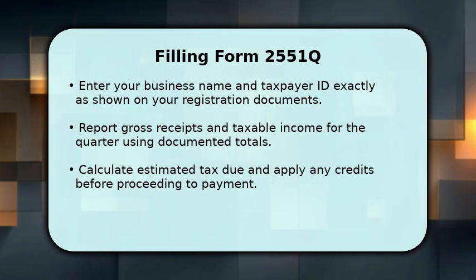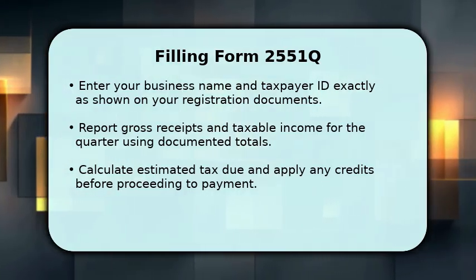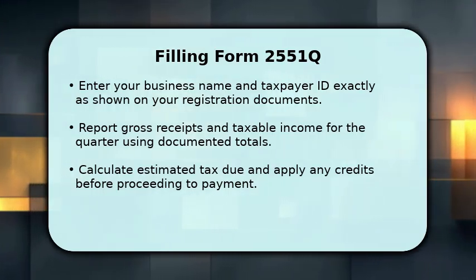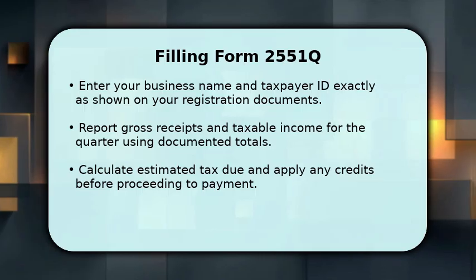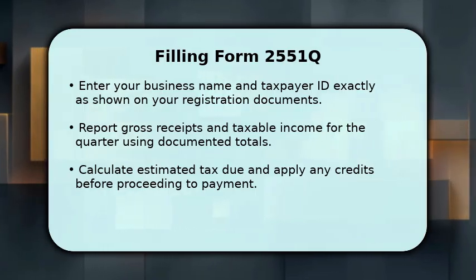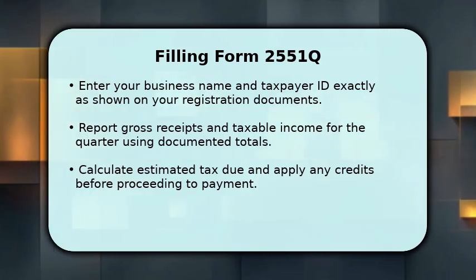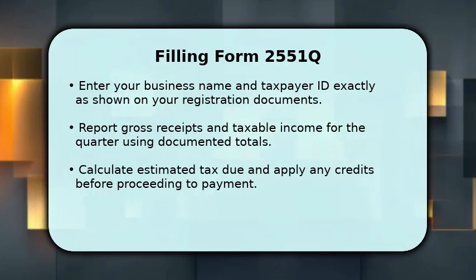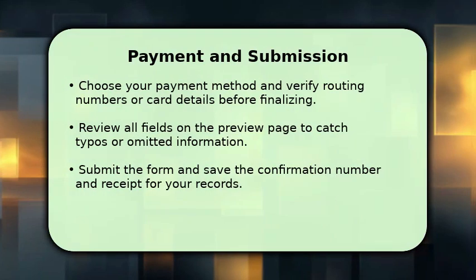Open the Form 2551Q online interface and carefully enter your business name and taxpayer ID exactly as registered. Input your gross receipts and taxable income for the quarter using your organized records. Follow prompts to compute estimated tax due and include any credits you qualify for. I'll explain common calculation steps, show where to double-check figures, and highlight warning signs that trigger when payment is due.